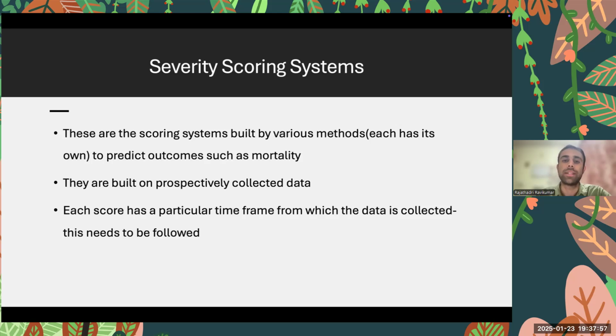All the severity scoring systems have one thing in common, that all aspire to predict mortality accurately. But some also predict other major outcomes such as length of stay, like Apache 4 can predict length of ICU stay. They are built on prospectively collected data, and each score has a particular time frame from which the data is collected. This needs to be followed. Suppose Apache 2 has a time frame of 24 hours from the ICU admission, but SAPS 2 has a time frame of 1 hour into the ICU admission. It has to be followed. We cannot invalidate this rule.